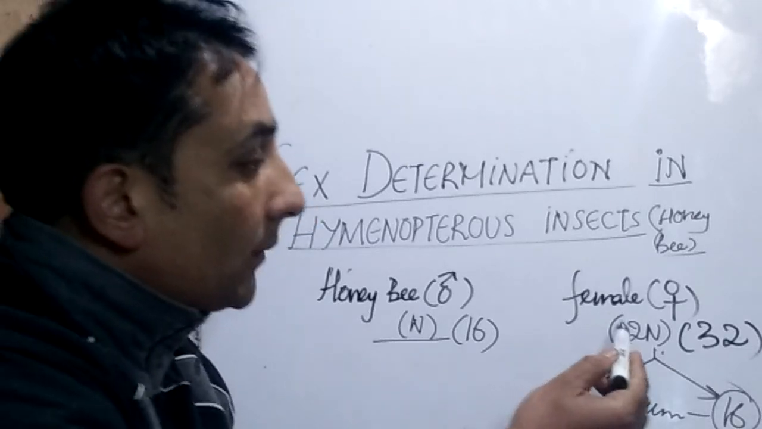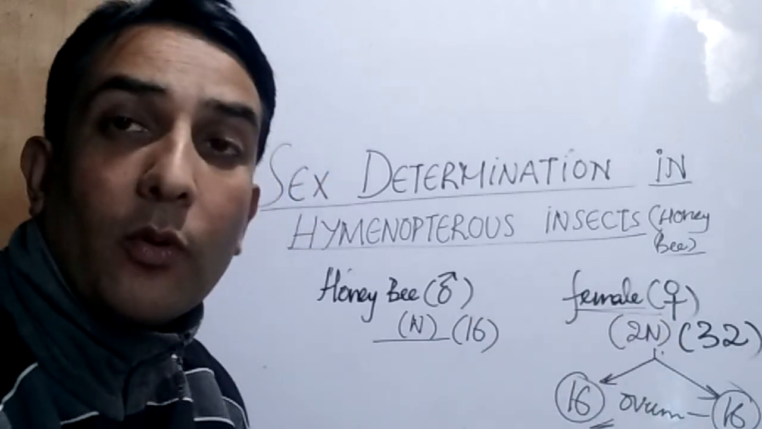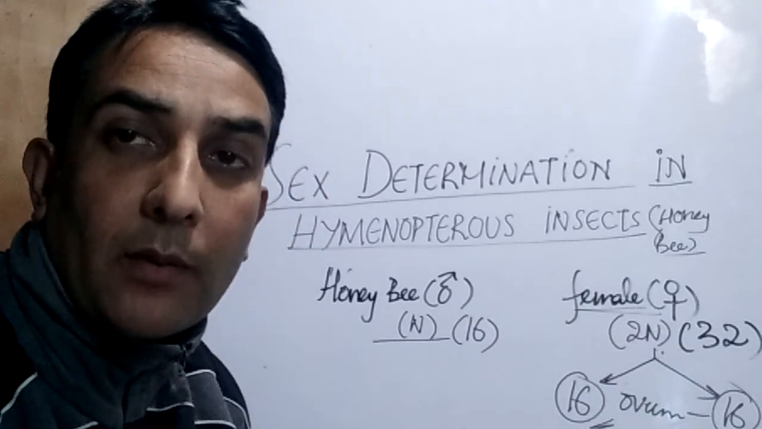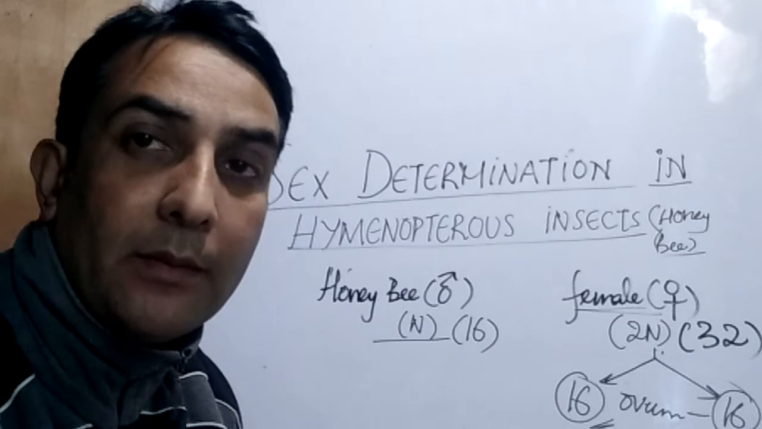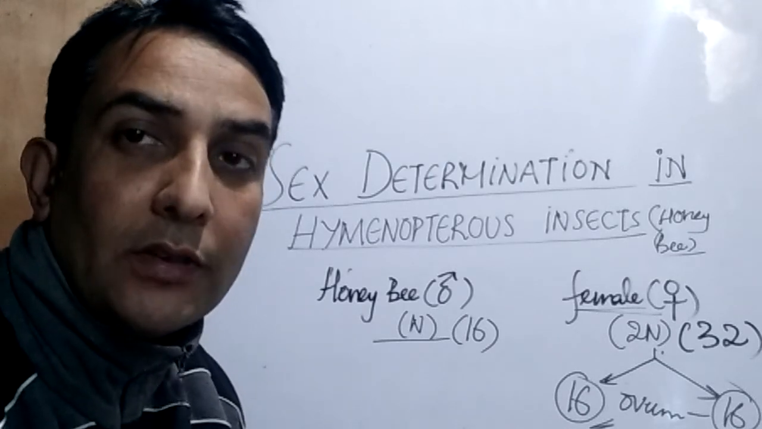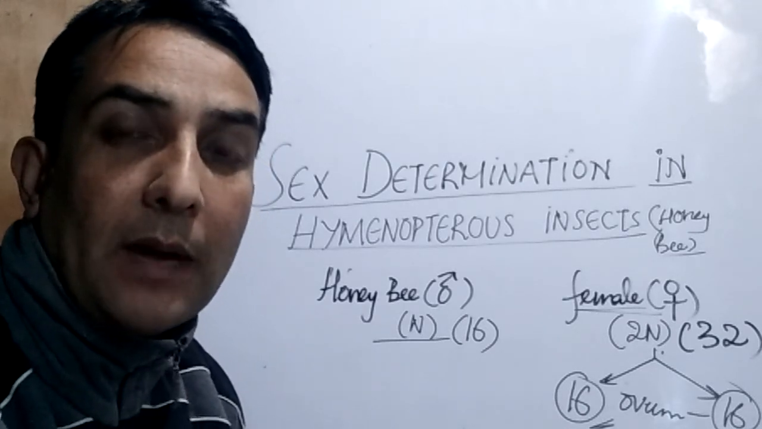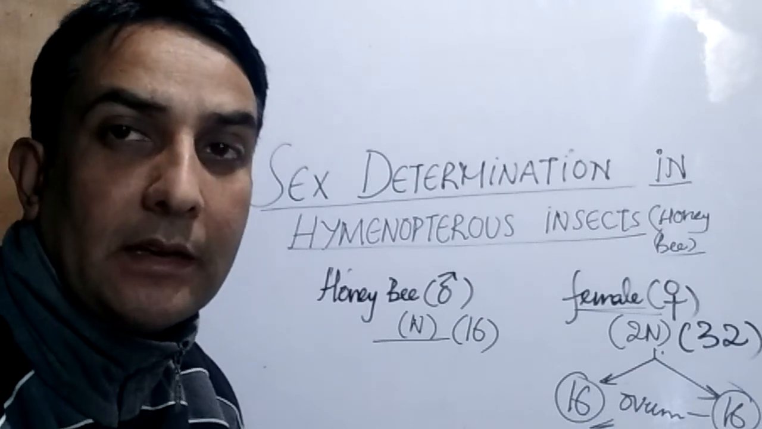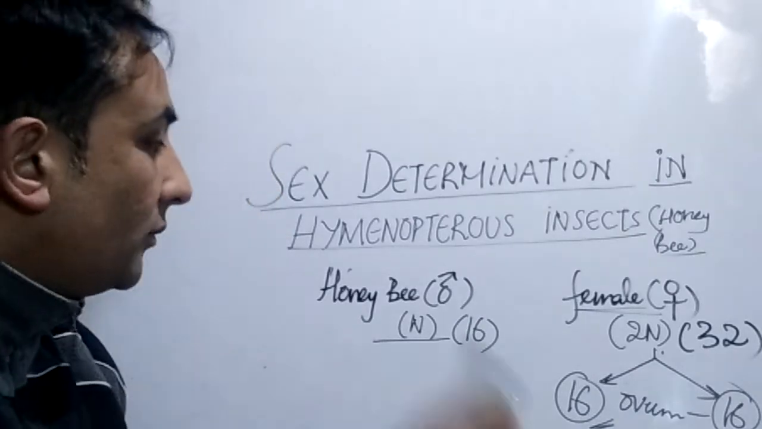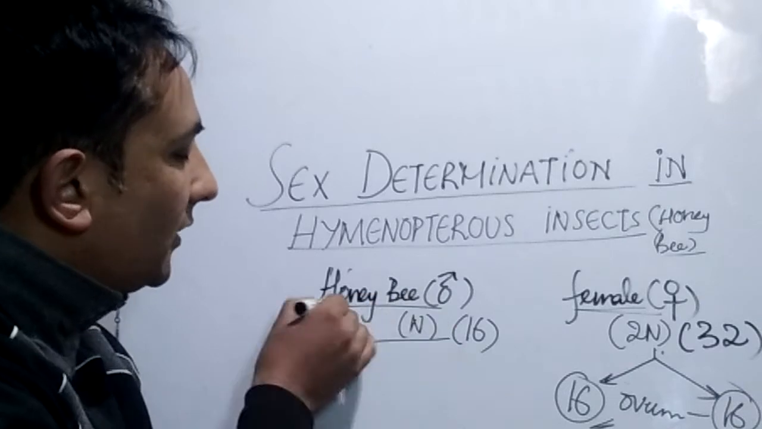But the female used to have diploid number of chromosomes, that is, it used to have 2n number of chromosomes, that is 32 in case of the honeybee. So once it gets halved during the oogenesis, by the process of meiosis, each gamete will receive now 16 chromosomes. Now let's move towards this male honeybee, that is the drone.